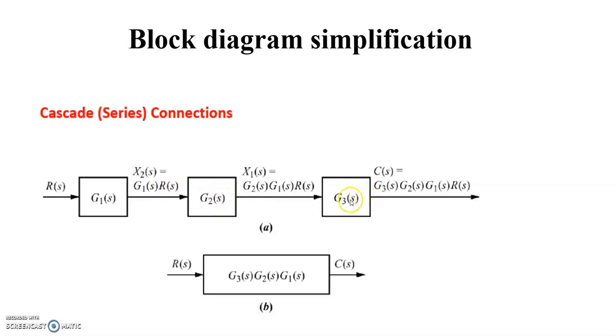So the output of this one is the product into this one signal. Finally, we can say C of S is nothing but G3 of S, G2 of S, G1 of S into R of S. So R of S is the input signal, and C of S is the output signal. The remaining terms are put in a transfer function block. So you can simplify 3 blocks into 1 block. That is the procedure for when cascade connections are present.